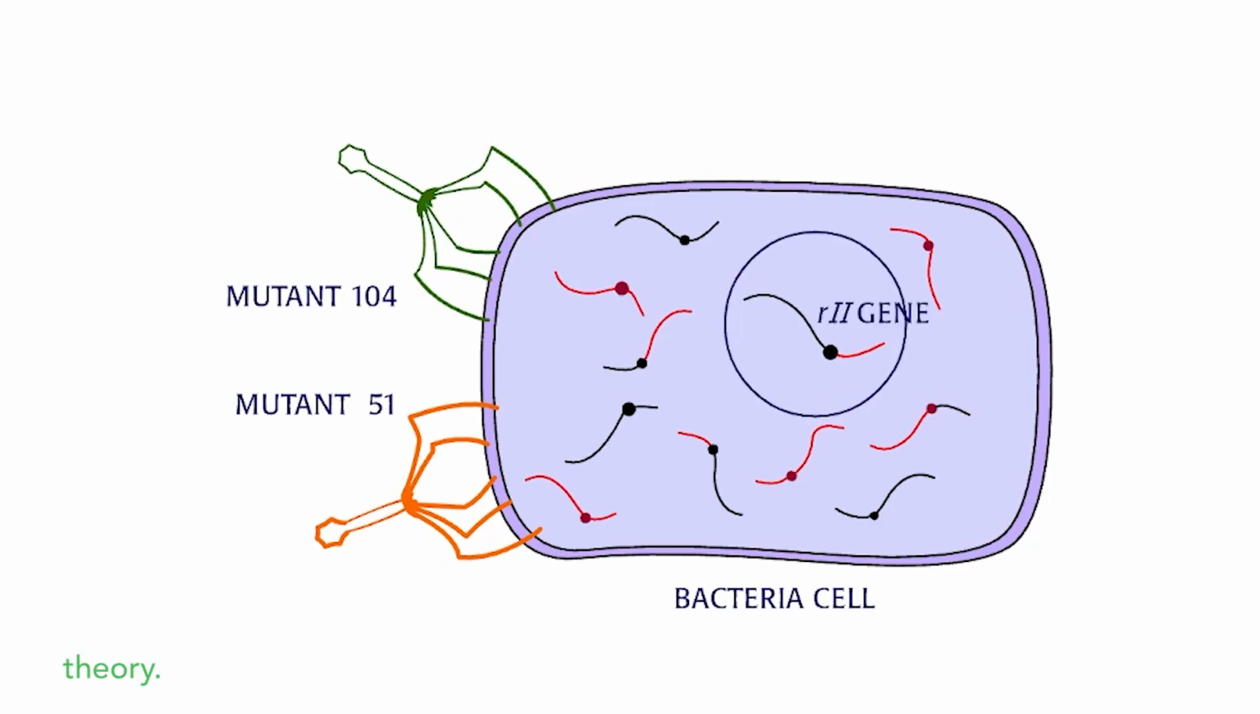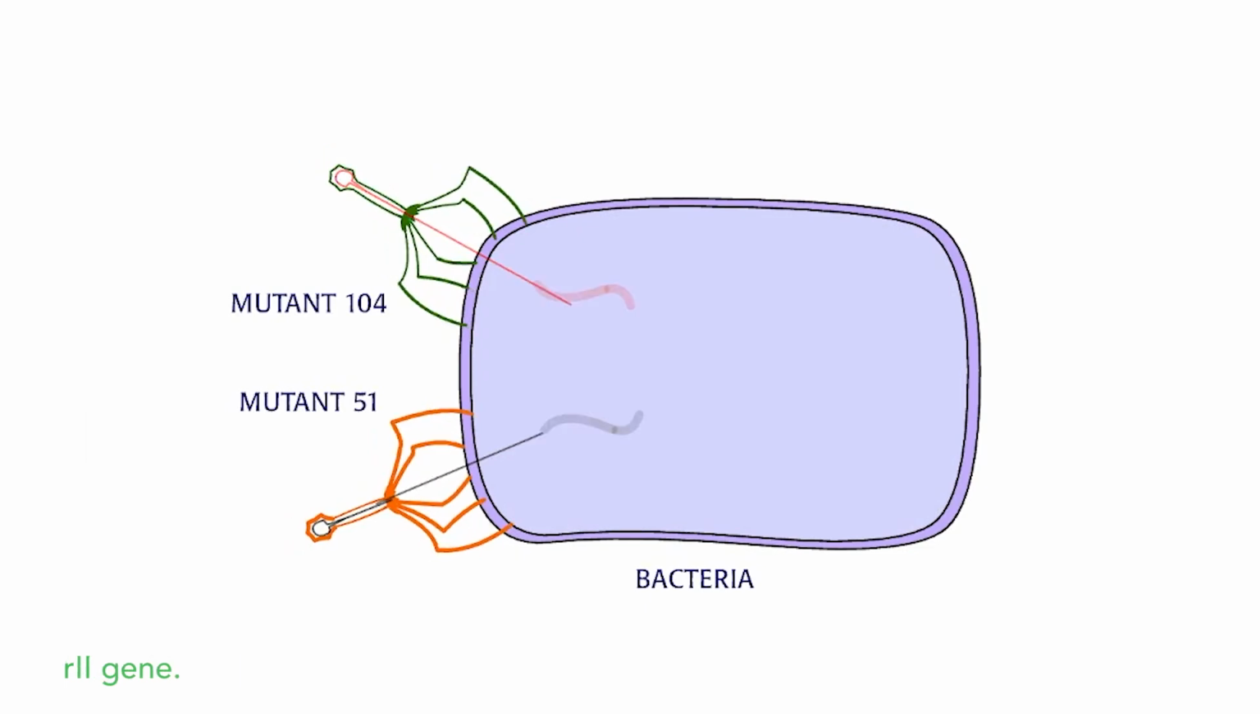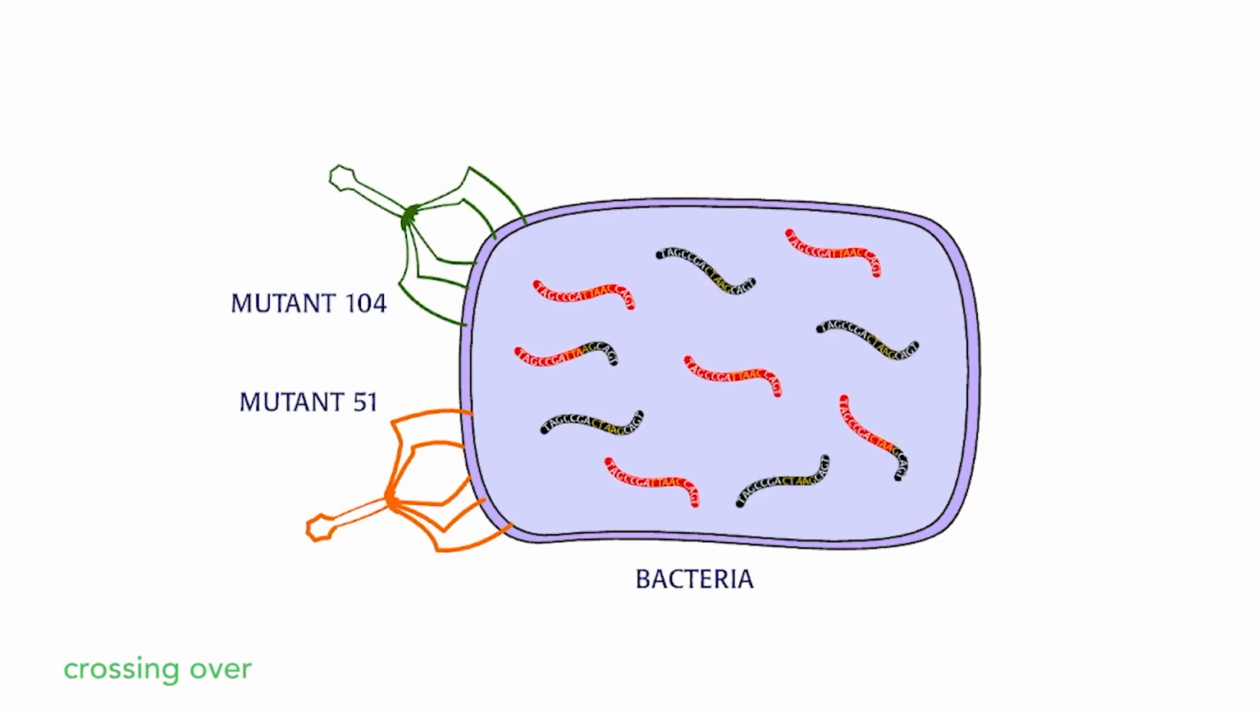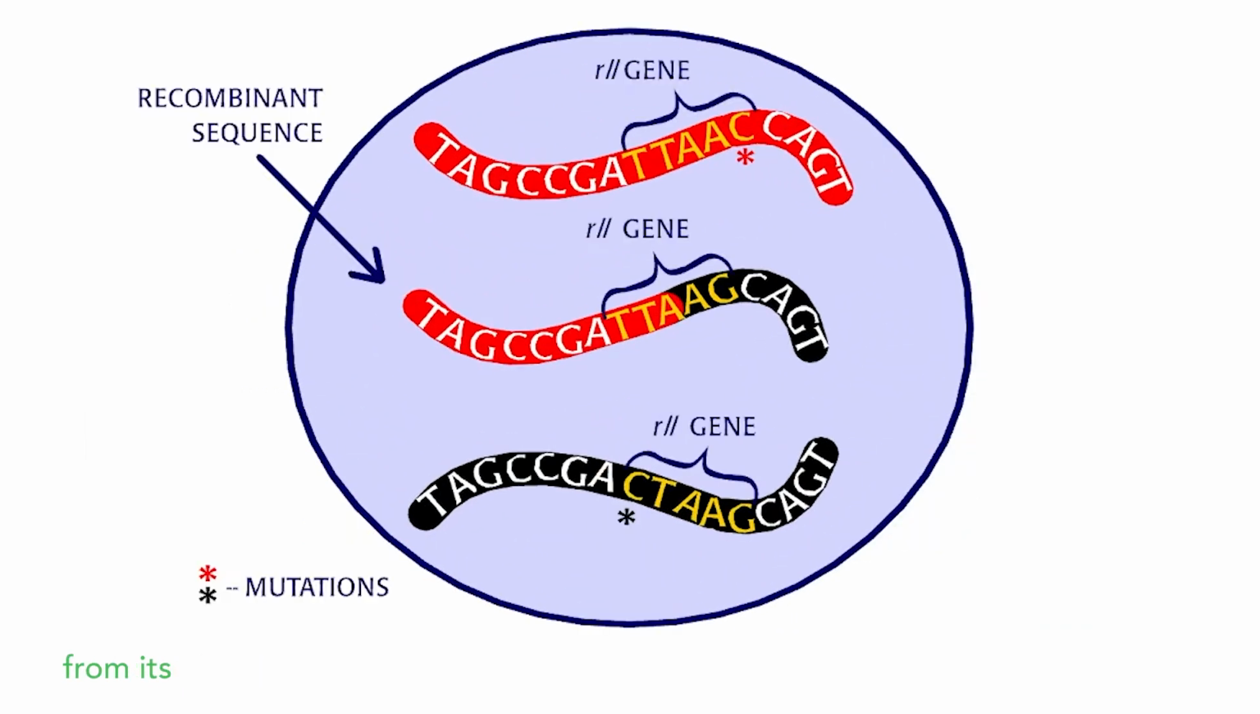In the gene as a bead theory, all of the recombinant DNA would get a defective R2 gene. But Benzer found recombinant DNA that did not have a mutated R2 gene. This happened because DNA crossed over in the middle of the R2 gene. In this example, crossing over occurred between the two adenines in the R2 gene. The recombinant that didn't receive the mutations from its parents ended up with a wild-type R2 gene.